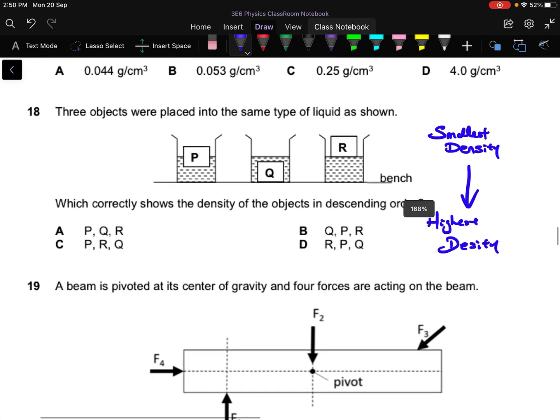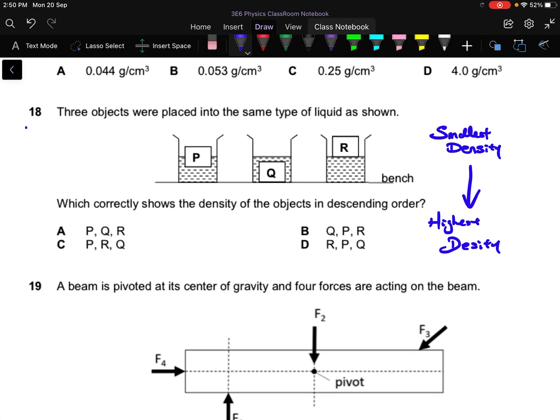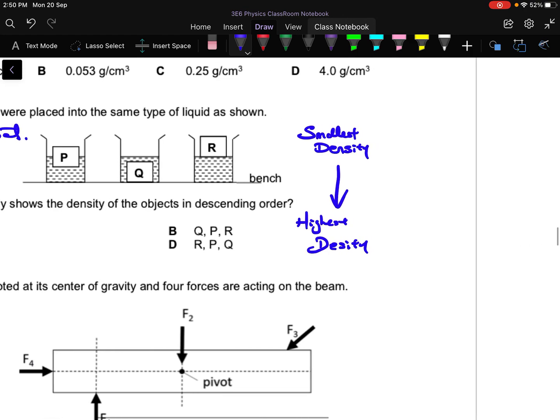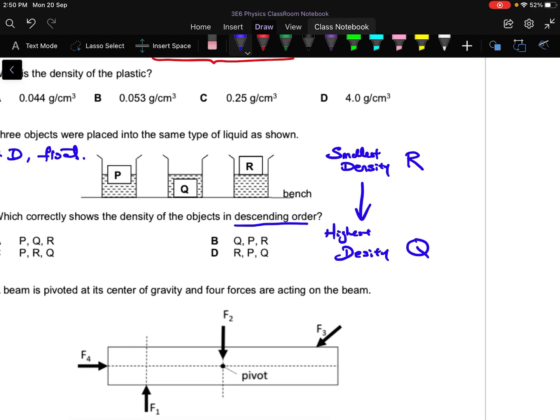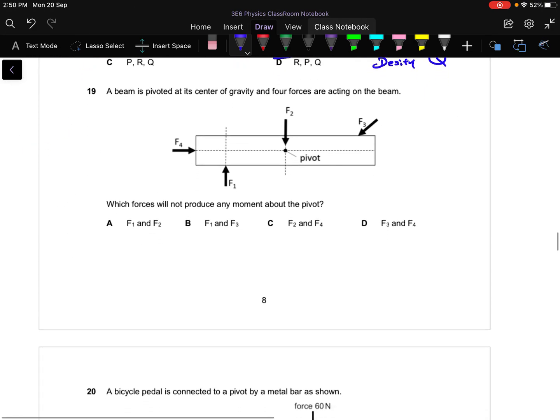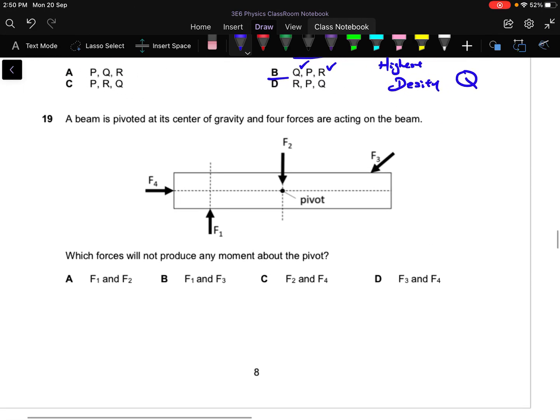Question 18, you should know that when you have a small density, you tend to float. In fact, the density must be lower than the medium. So you can rank it: R has the smallest density and Q will be the highest. In descending order, the density will get lesser and lesser, so I should have R at the back and Q at the front. The answer is B.